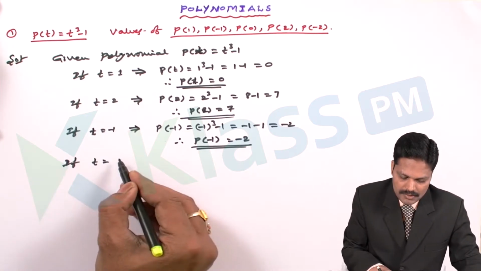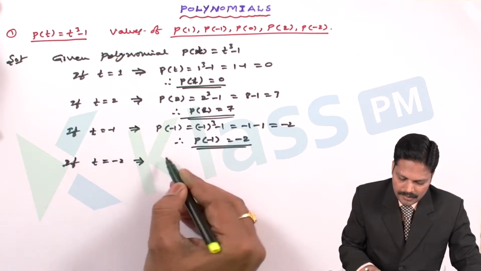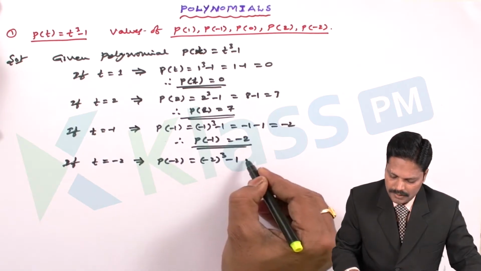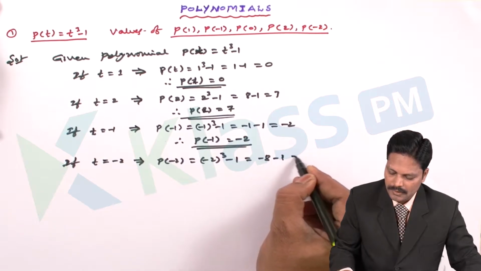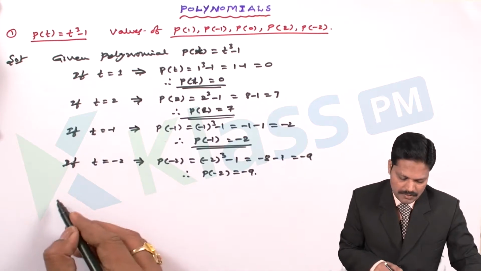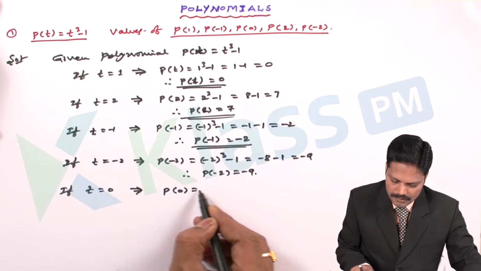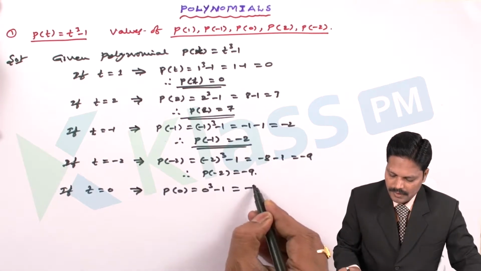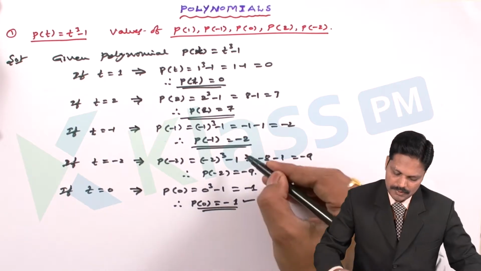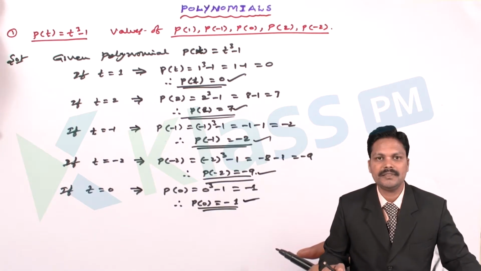And if t is equal to minus 2, p of minus 2 is equal to minus 2 whole cube minus 1, which is minus 8 minus 1. Then we have minus 9. And the last one, if t is equal to 0, then p of 0 is equal to 0 cube minus 1. So we have minus 1. Therefore p of 0 is equal to minus 1. In this manner we can find the values of the polynomial for given values.